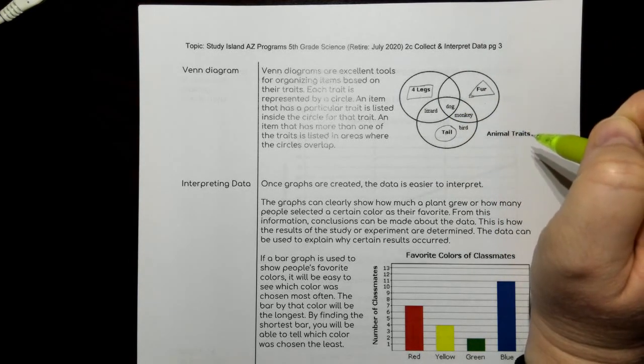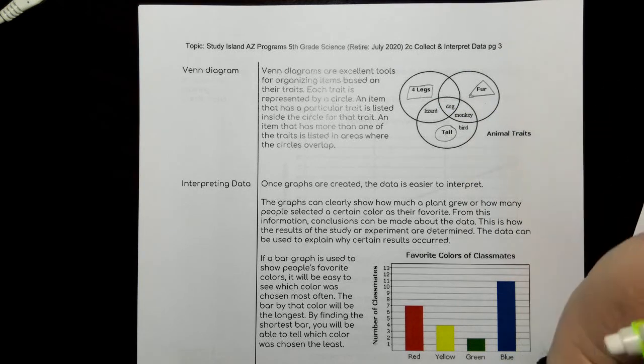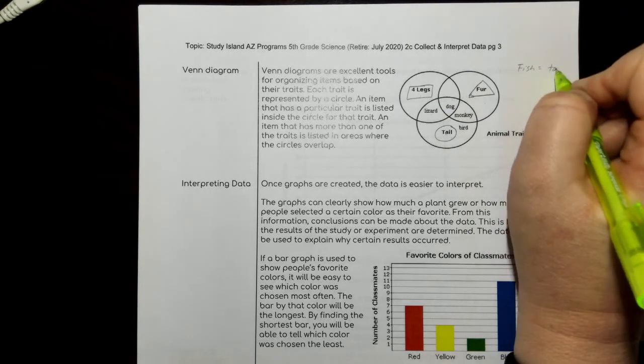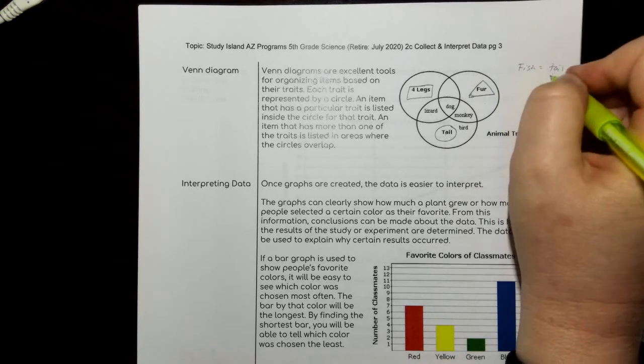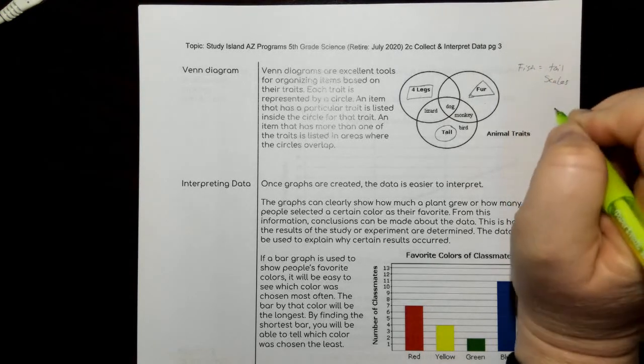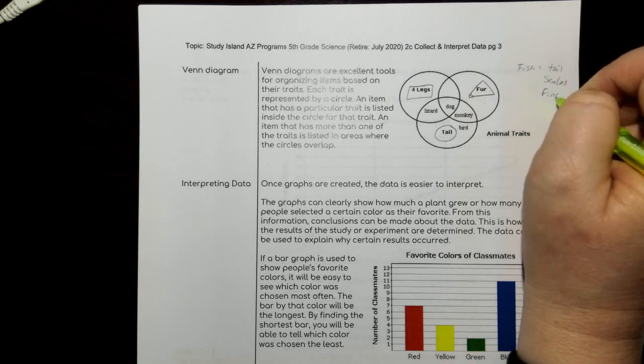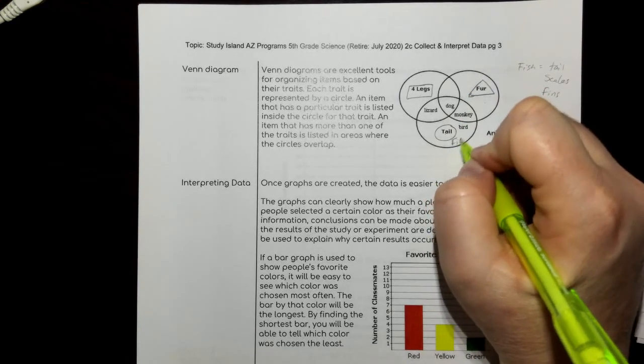Yeah. Let's see, what about a fish? Where would that fall? They have a tail. Do they have fur? No, they have scales. Do they have legs? Fish normally don't have legs, they have fins. So I'd put a fish in here.